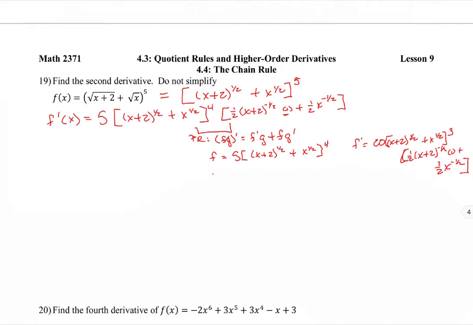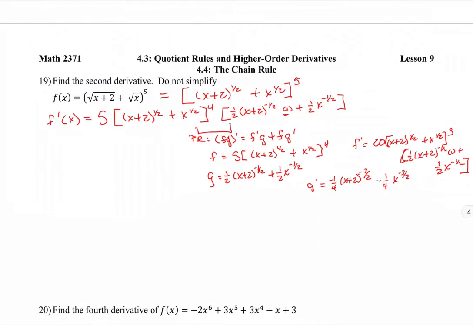All right, times g, where g is the second parentheses, so g is 1/2 x plus 2 to the negative 1/2 plus 1/2 x to the negative 1/2, and I want to find g', which is negative 1/4 x plus 2 to the negative 3/2 minus 1/4 x to the negative 3/2.